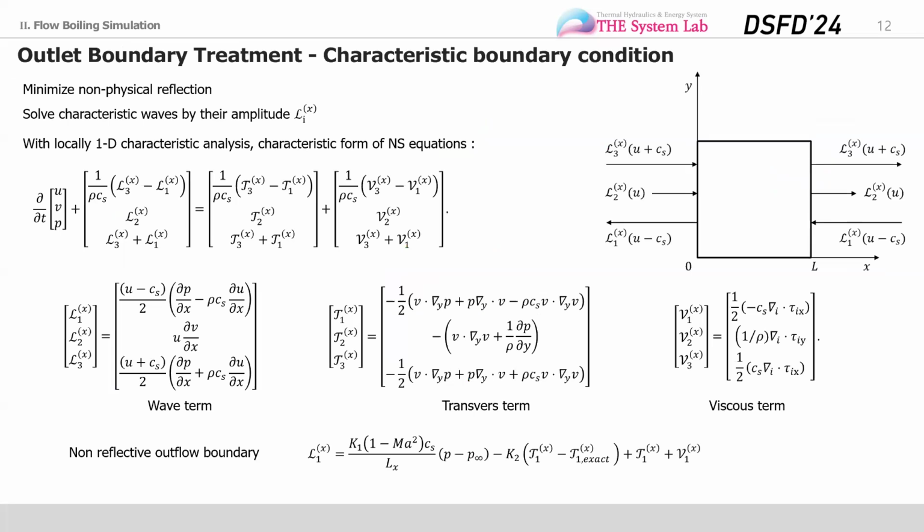And the next part is about the outlet boundary treatment. I use the characteristic boundary condition, which is widely used in the CFD community and LB community, to sustain a stable bulk flow. This characteristic boundary condition can minimize the non-physical reflection at the boundary node, and the non-reflecting outflow boundary condition is used for the incoming wave magnitude at the outlet boundary node.